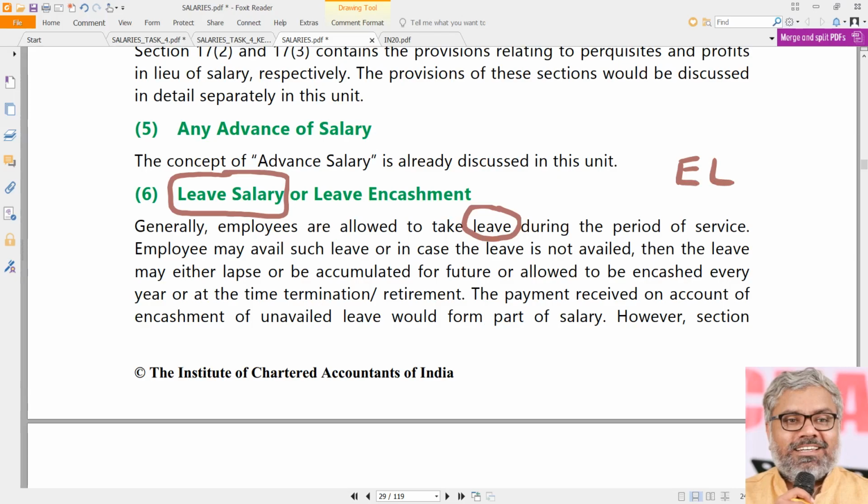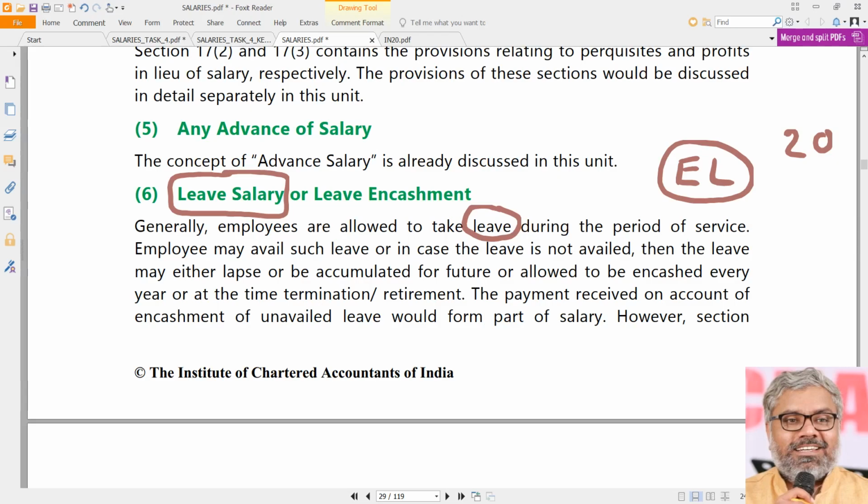Earned leave is that which can be taken. If leave is taken, it is gone. But if the earned leave is not availed, then it can be accumulated year after year during the period of service by the employee. Just for example, let us say, as per the terms of employment, a particular employee is entitled to, say, 20 days of earned leave in a particular year, each year.